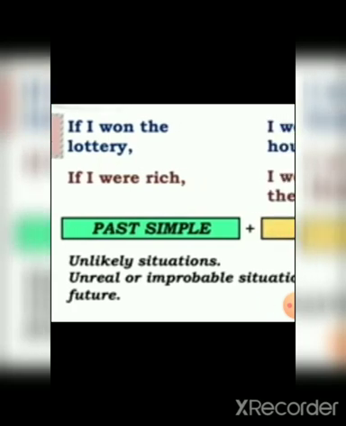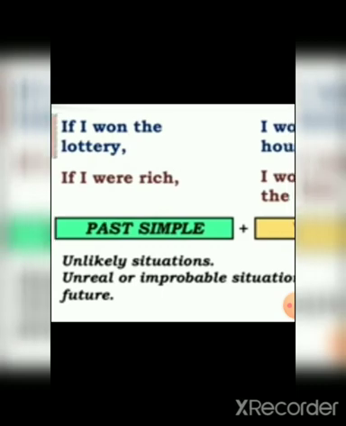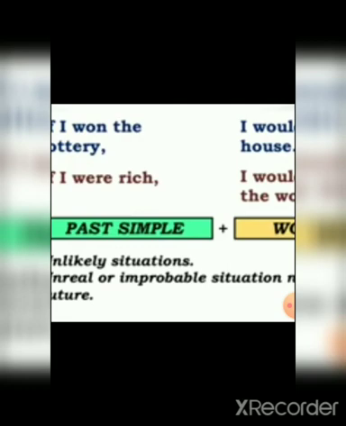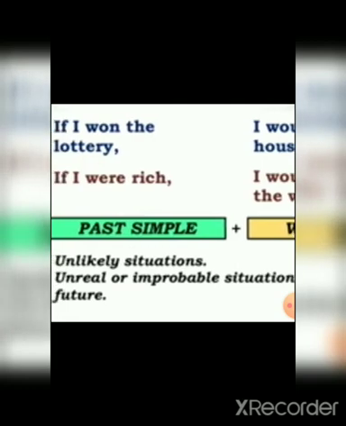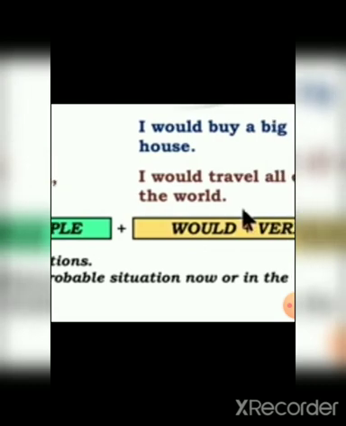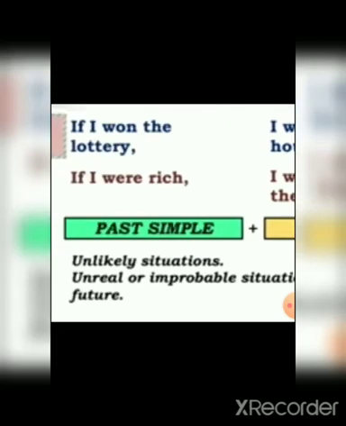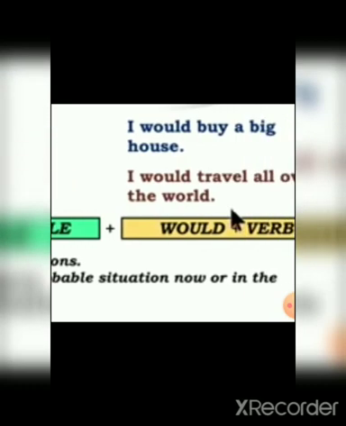Example, if I won the lottery. Won is a past tense. In this condition we must use simple past. So what will be the result? Future in the past, verb would. So if you have past simple in the if clause, in the main clause we must use future in the past, would plus V1, would plus verb, would buy. So if I won the lottery, I would buy a big house.